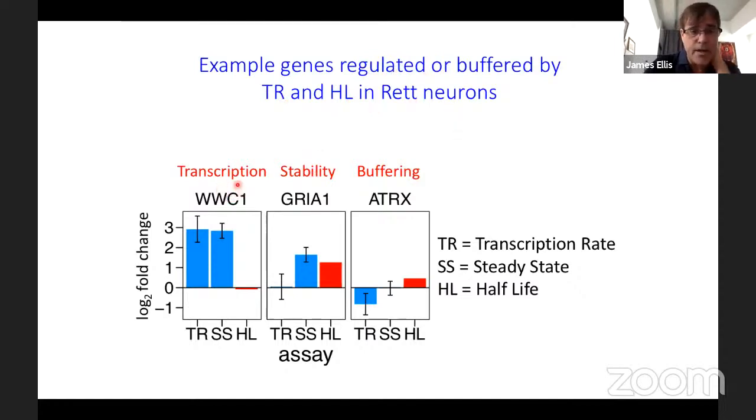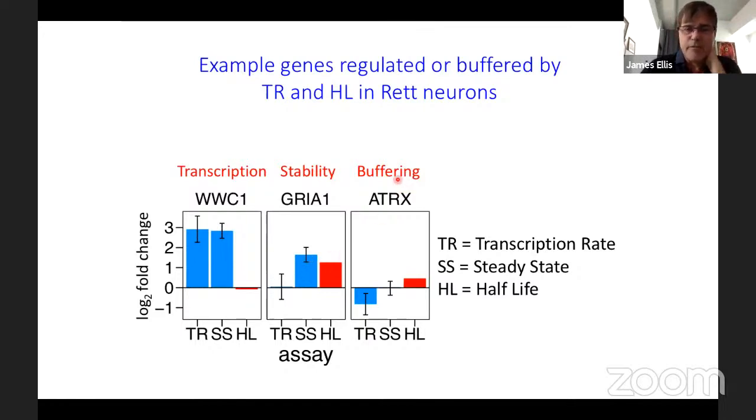So WWC1 is purely regulated transcriptionally. You can see transcription rate is up about threefold. The steady state by RNA-seq is up about threefold, but half-life doesn't change. So that's purely transcription rate. And that's what most people would think would change in a Rett syndrome context because it modulates transcription. But if you look at stability, here's GRIA1. You can see that the transcription rate does not change at all in Rett syndrome versus wild type. But the half-life actually does change over here and can account for this change in steady state.